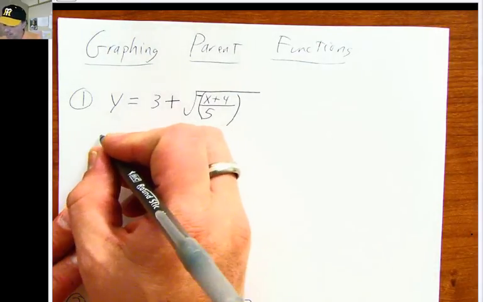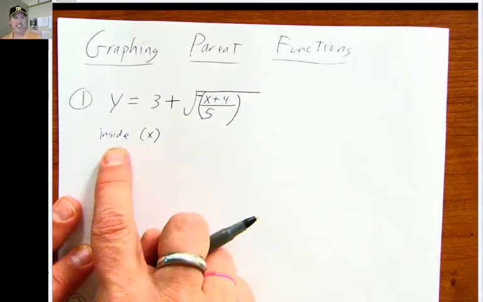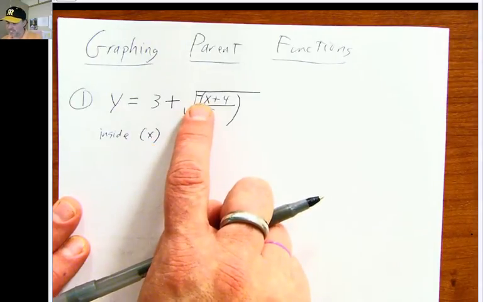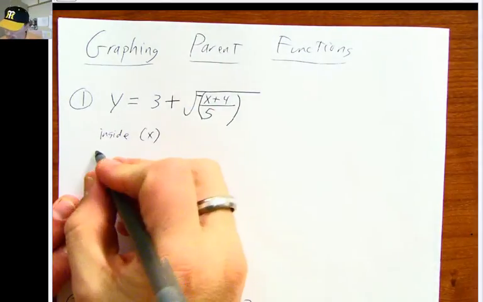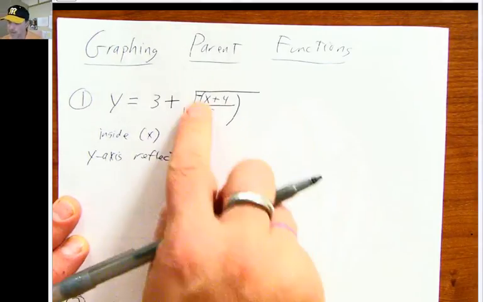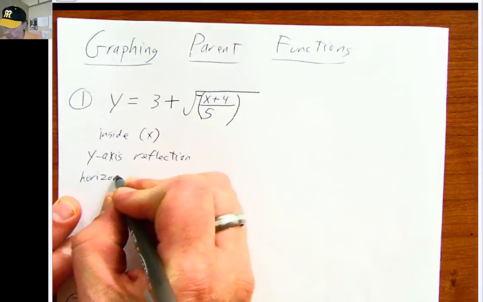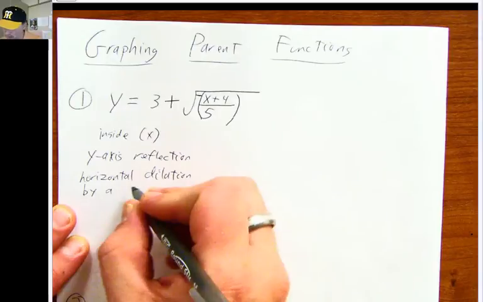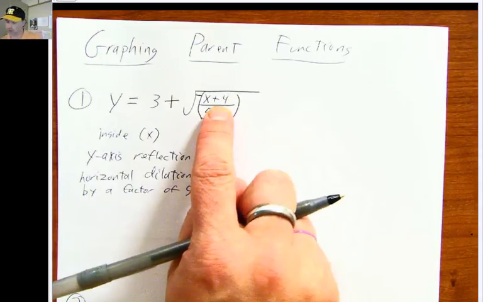You might want to think about inside outside. I'm noticing inside the equation, which is stuff that's going to affect the x values, I have this negative, so that, if it's affecting the x, is a y-axis reflection. The divided by 5, as we've talked about before, represents a horizontal dilation by a factor of 5. And this x plus 4 shows that we are going left 4.